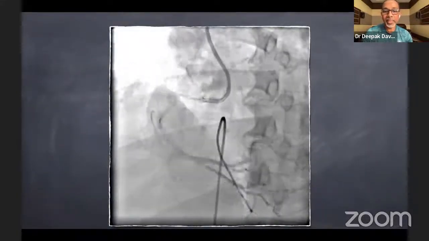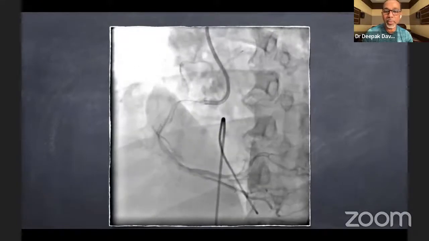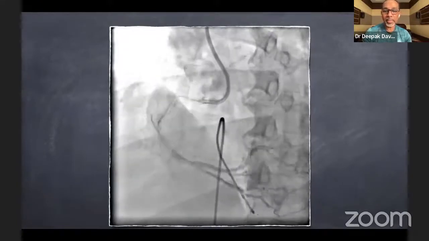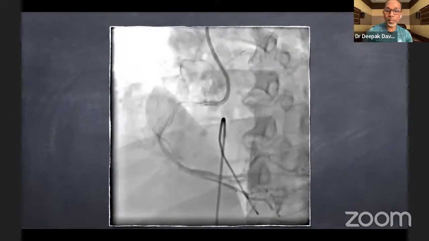Now, next thing what happened is, as we are trying to take out the rotafloppy, it wouldn't come out. So that is what is happening there. It's just sitting there. It wouldn't come out. So what we tried to do is, we tried to give gentle traction. Still, it wouldn't come out.